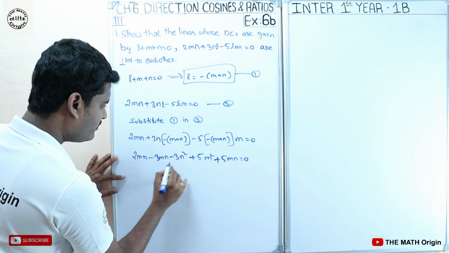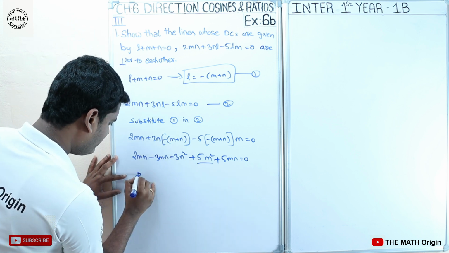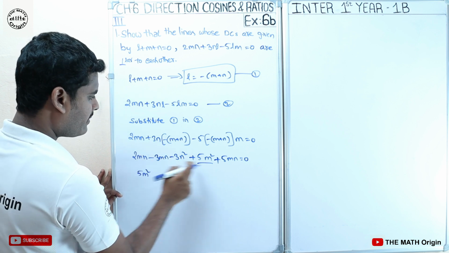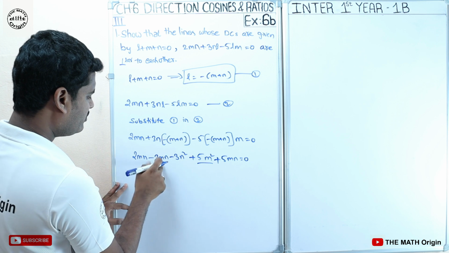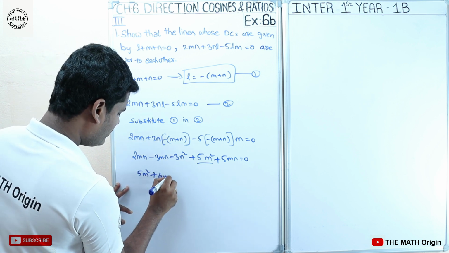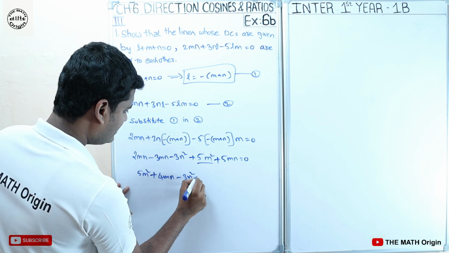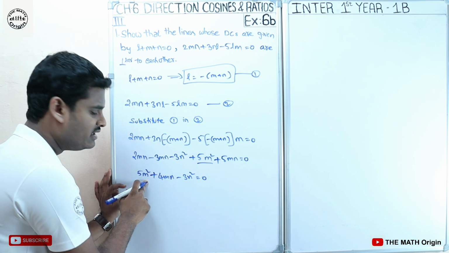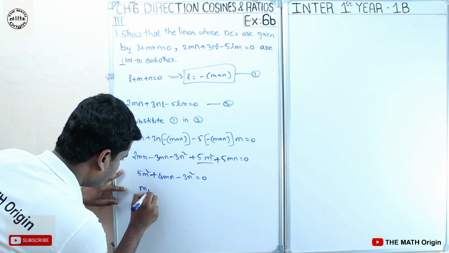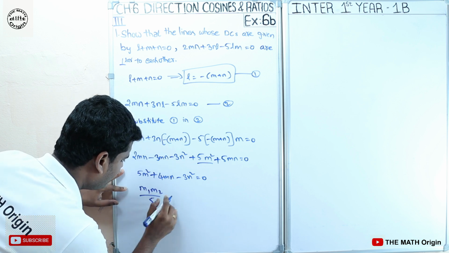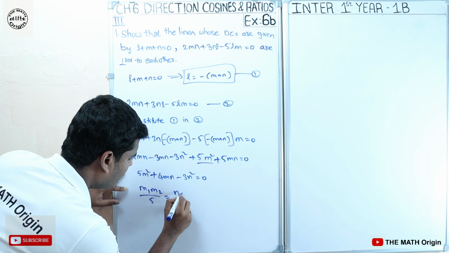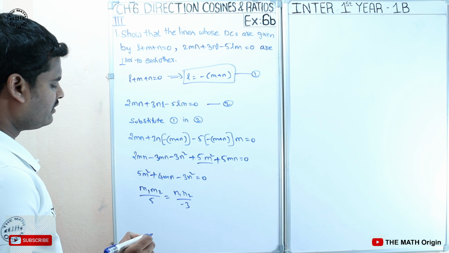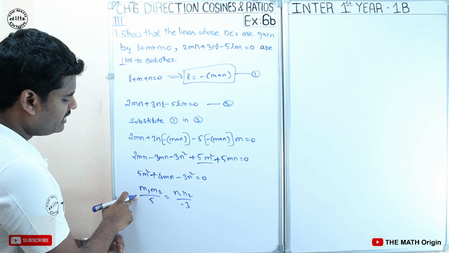From this, if you see, 5m square, nm, it will be 5 plus 2 is 7 minus 3 plus 4mn minus 3n square equals 0. From this equation we can write it as m1 m2 by 5 is equal to n1 n2 by minus 3. Okay, m1 m2 by 5.